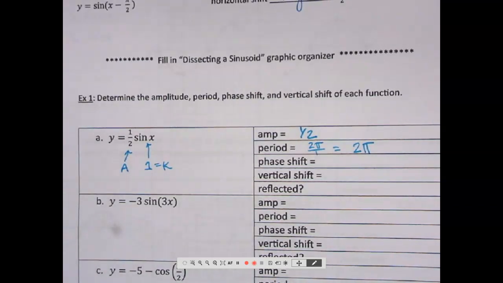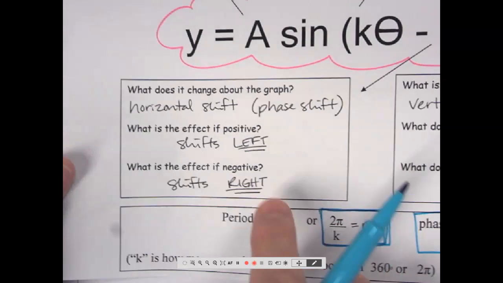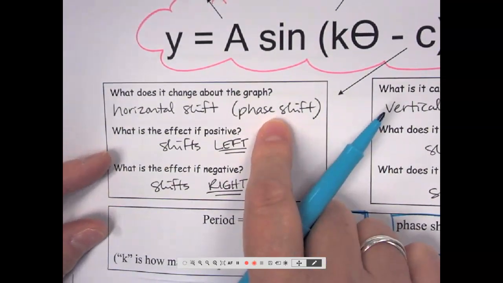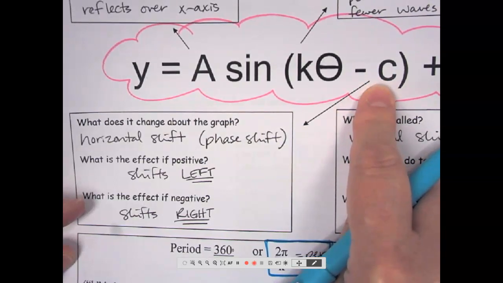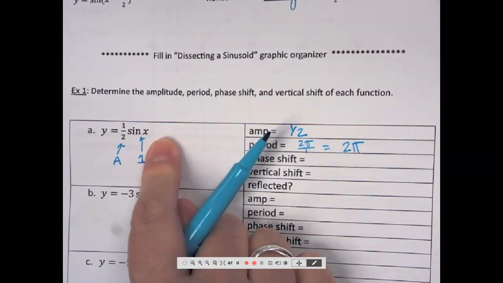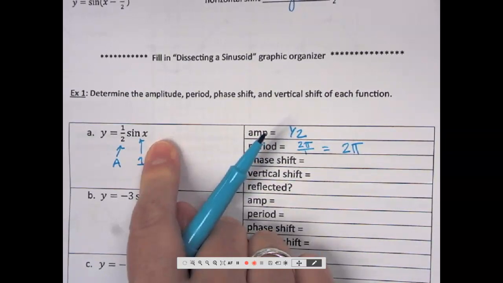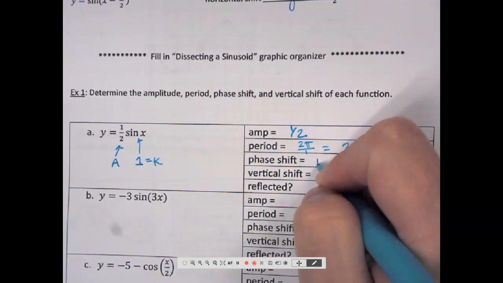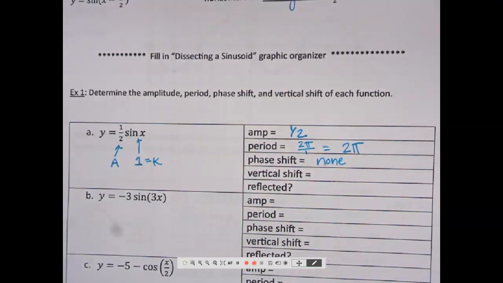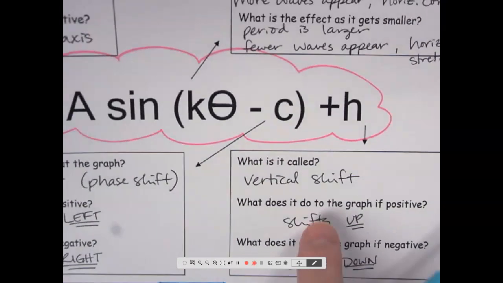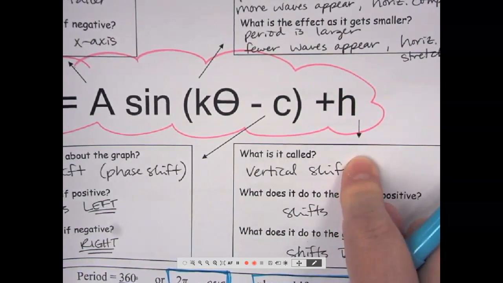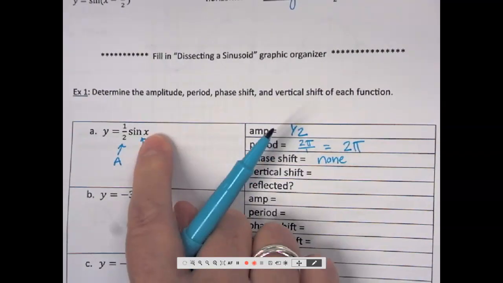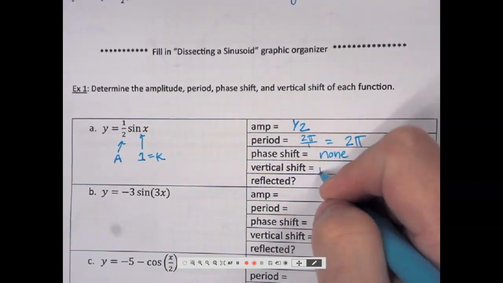Okay, phase shift. When do I have a phase shift? Let's go back and look at this. I have a phase shift if I have something added or subtracted to the angle. I don't have anything, do I? So is it moving left or right? No. I'm just going to say none, or you can say NA, not applicable. A vertical shift. I have a vertical shift if there's a number added or subtracted at the very end of the function. I don't have a number added or subtracted out there, so there's no vertical shift.